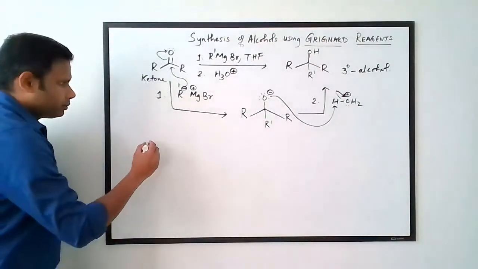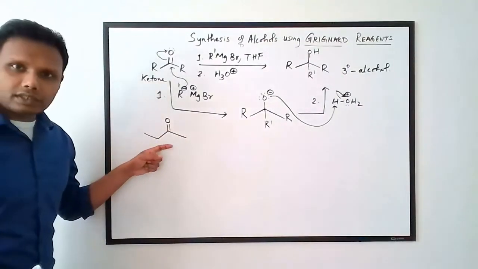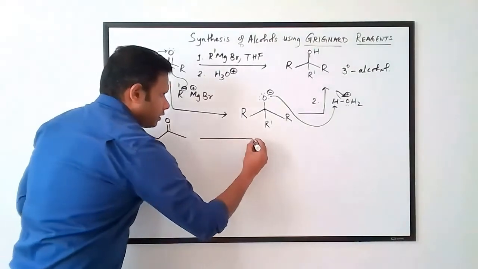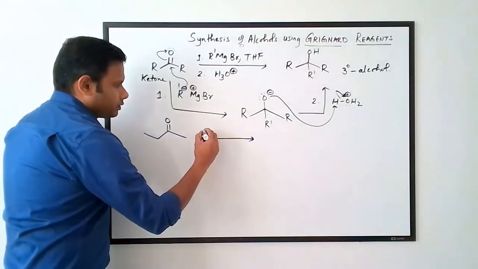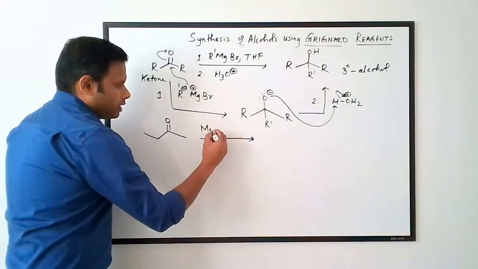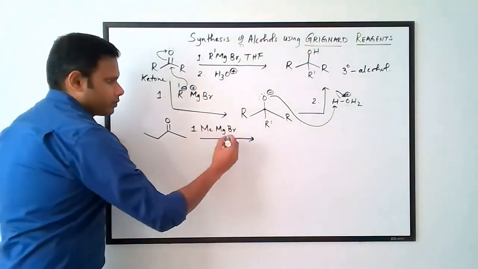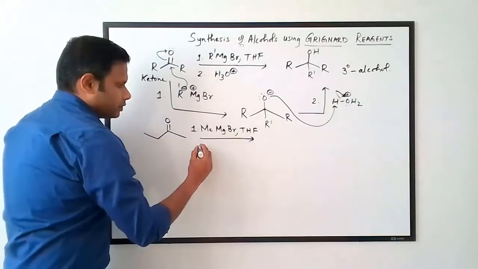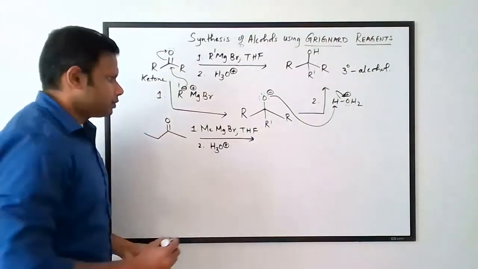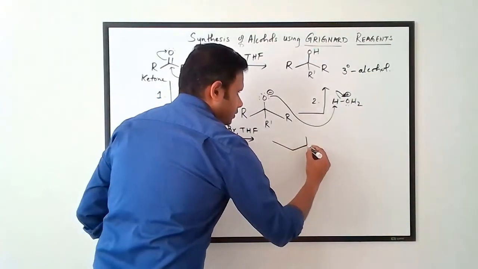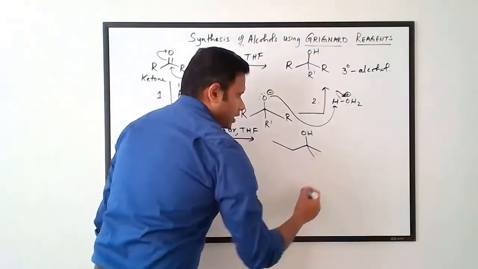Let's look at a specific example. So let's say if I started with a carbonyl compound like this, this is a ketone, and we react this with, let's say, methyl magnesium bromide, 1, using THF as a solvent, and 2, H3O plus. If we did this, our product is going to be that tertiary alcohol.